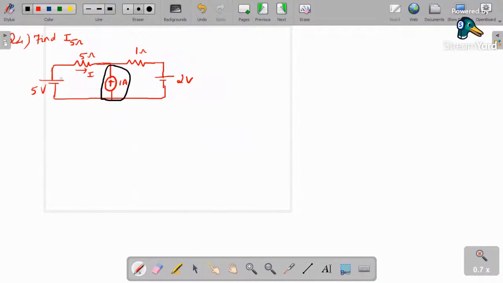Right? So how do we write the super mesh equation? So 5 times I1, okay, let us assume you have current I1 over here and I2 in this loop. So we write 5 times the entire outer loop. So 5 times I1 plus 1 ohm into I2 is equal to, here polarities are same, so 5 minus 2, higher potential minus lower potential. So from this what is the answer? 5I1 plus I2 is equal to 3.